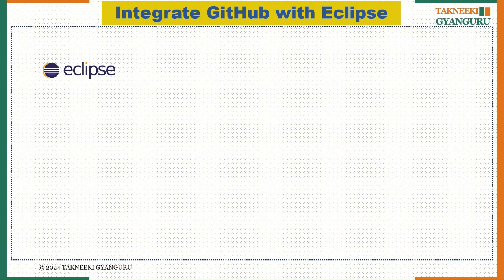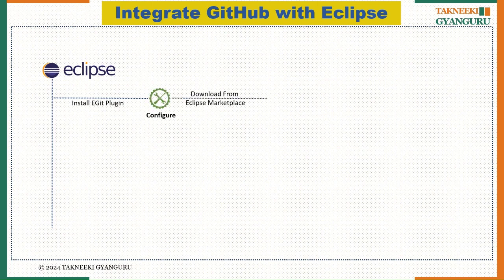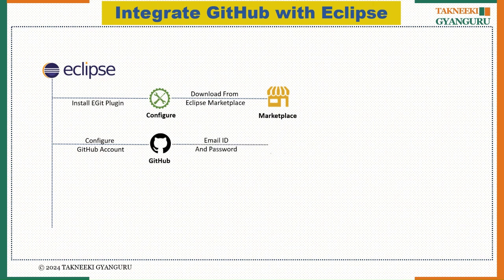So we will go to Eclipse and then we will install the eGit plugin. We will first of all download the eGit plugin from the Eclipse Marketplace, and then we'll install it. And then we will configure the GitHub account using our email ID and password. That is, the credentials we will put into the GitHub account so that it integrates with Eclipse.